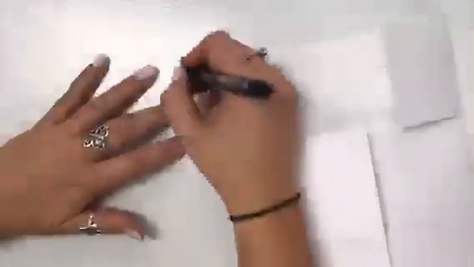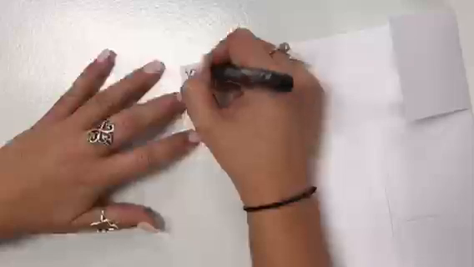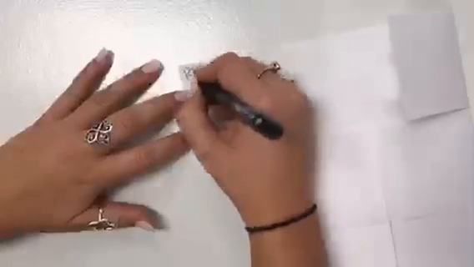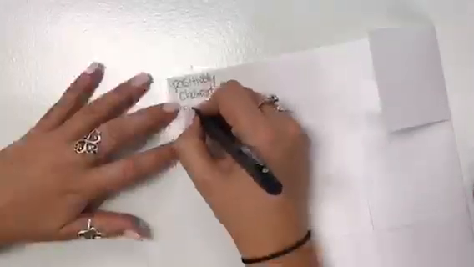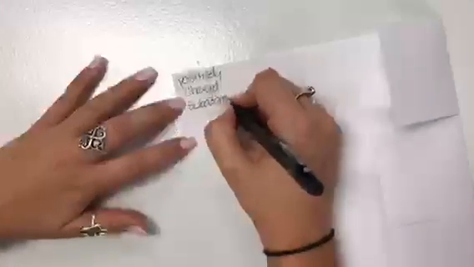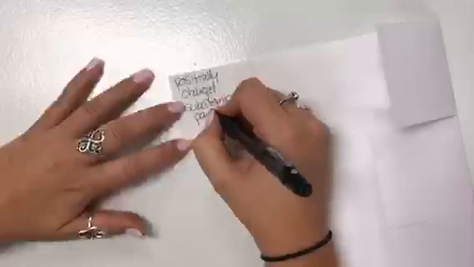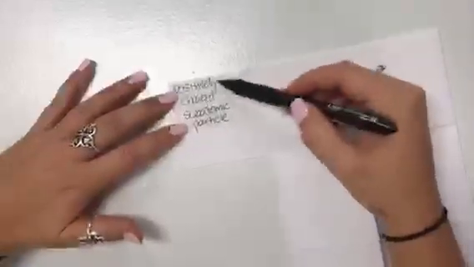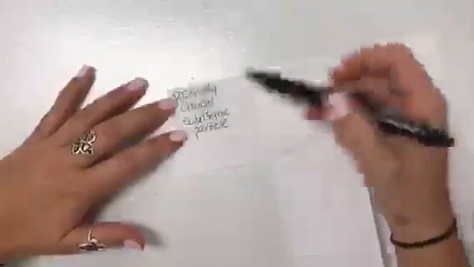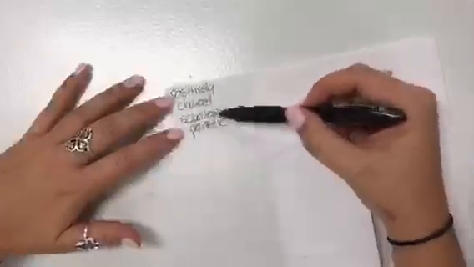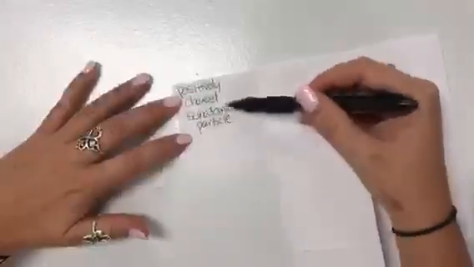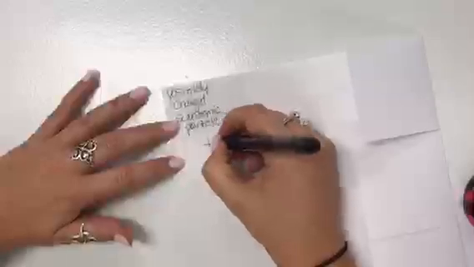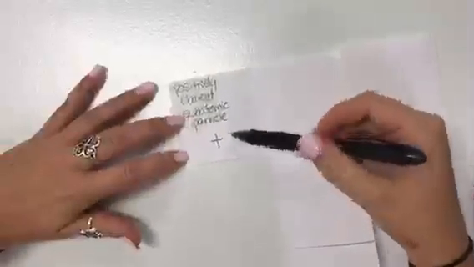So the definition for proton is a positively charged subatomic particle. I know those words sound crazy, but you know positively from math means positive, so it has a positive electrical charge. Subatomic just means that it's smaller than an atom, and particle means piece. So this is just a positively charged piece of the atom. So we're going to put a plus sign to help us remember that protons are positive.